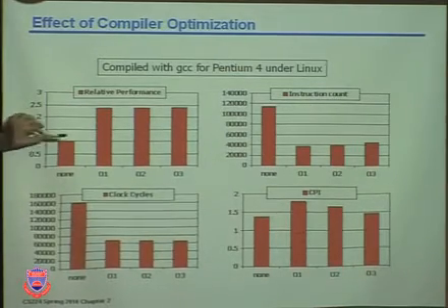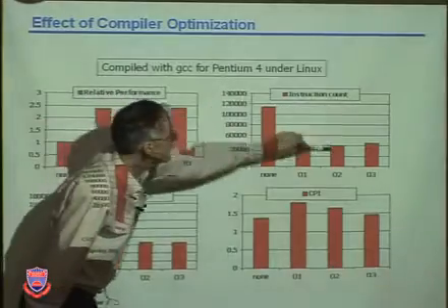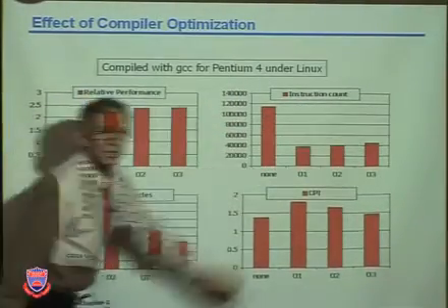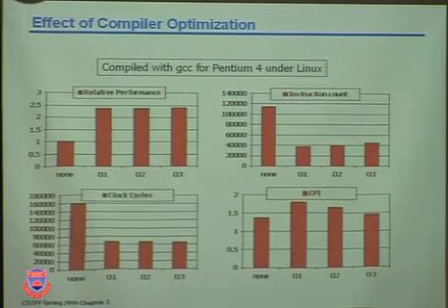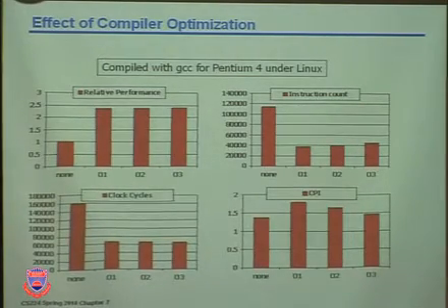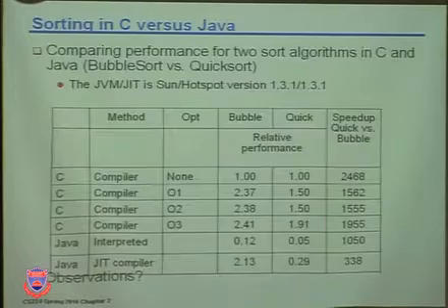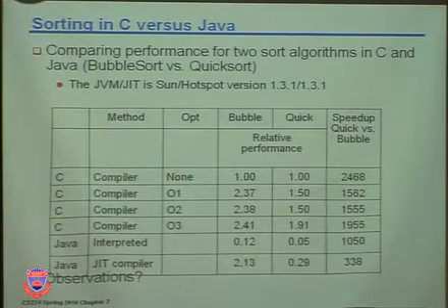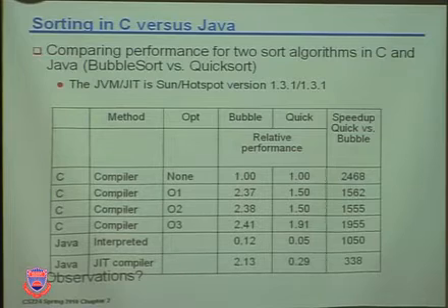The big change is from no optimization to optimization. Look what it did to the instruction count. When you optimize, you get so much less assembly language instructions from the same amount of high-level instructions. That's something very important to know. Okay? All right. Now, let's compare performance for two different sorting algorithms in C using Java.